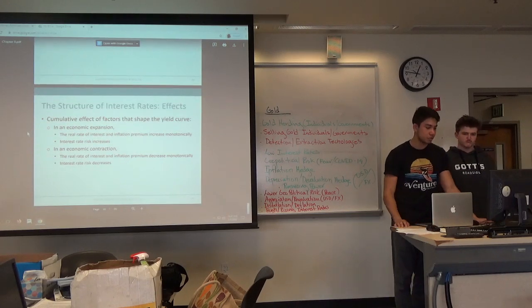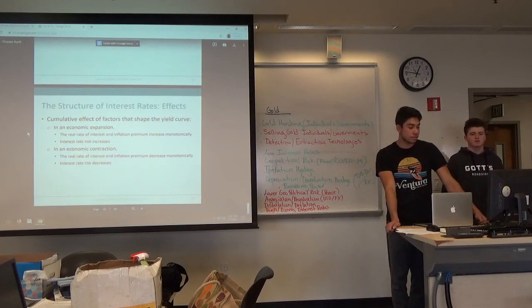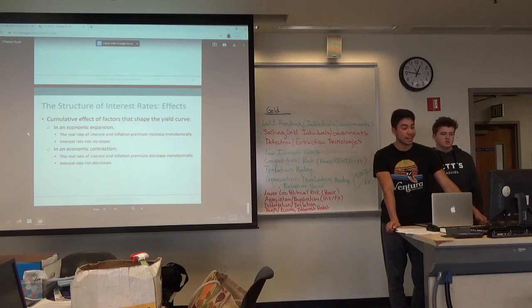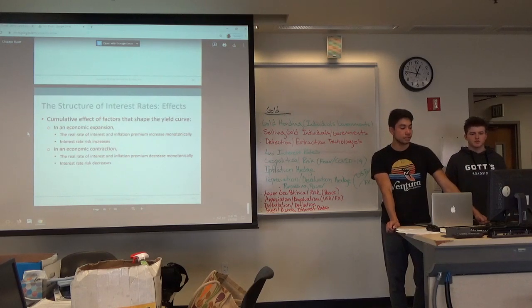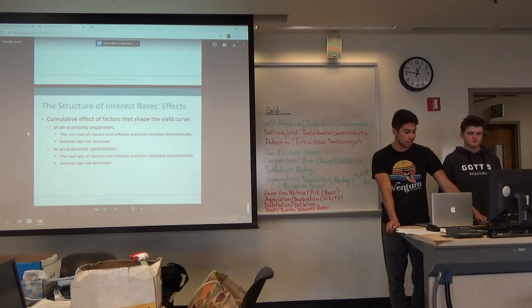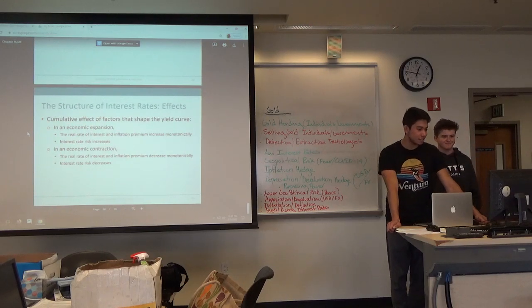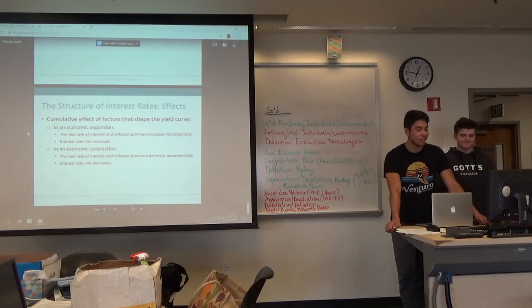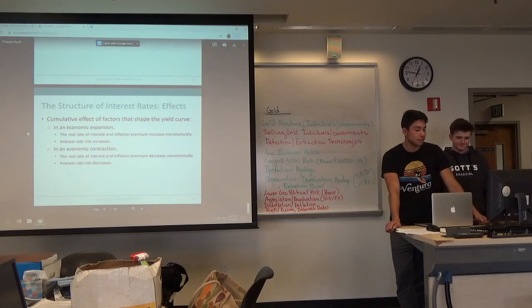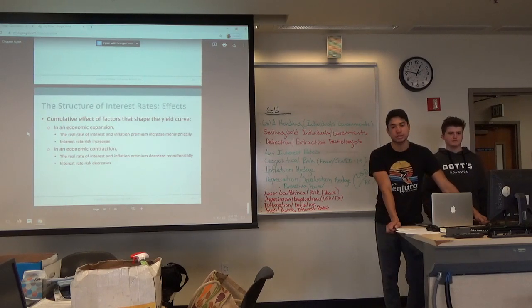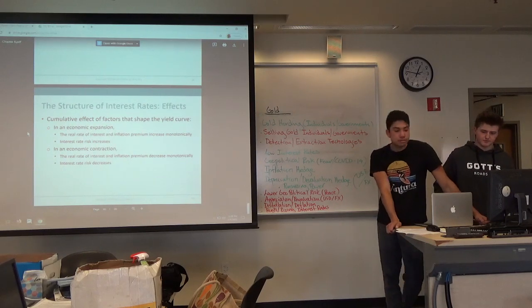So, the effects on the term structure of interest rates. The cumulative effects of the factors that shape the yield curve: in an economic expansion, the real rate of interest and inflation premium increase monotonically, and interest rate risk increases. And then in an economic contraction, the real rate of interest and inflation premium decrease monotonically, and then the interest rate decreases. That's it.